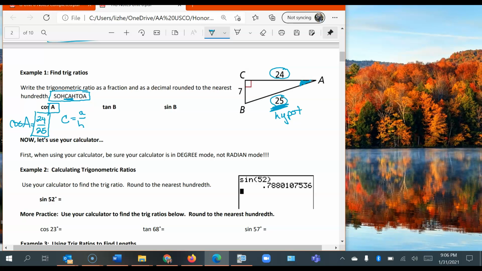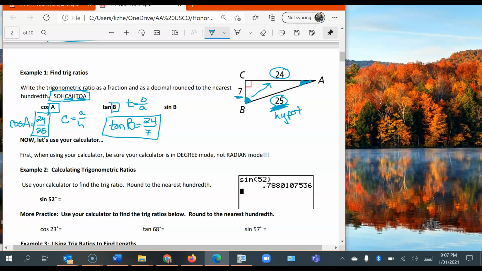Moving on, tangent of angle B. First, locate the angle it's in reference to, which is right here, angle B. And then tangent is opposite over adjacent. T equals opposite over adjacent. So in reference to angle B, the opposite side is 24 and the adjacent side is 7. So I'll say the tangent of angle B is opposite over adjacent. It doesn't simplify, so I'm done.